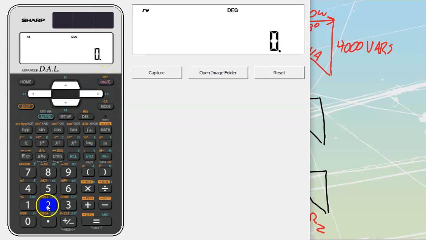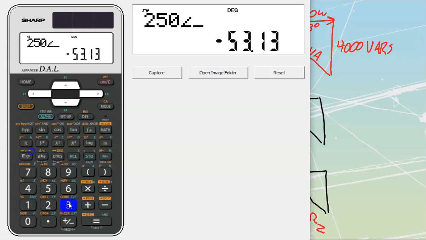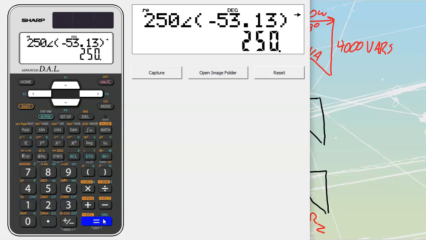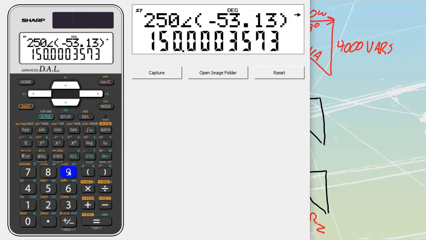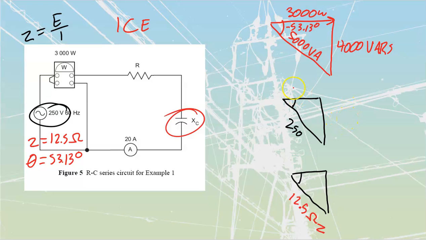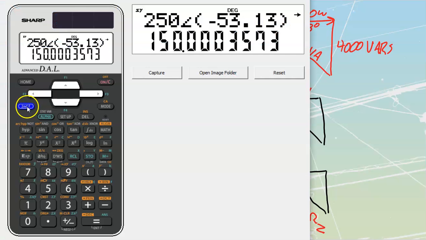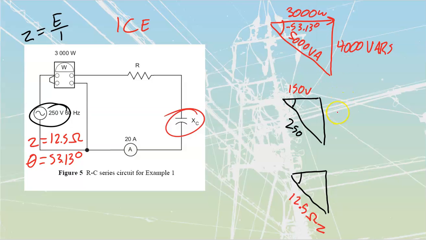Let's start with our volts there. 250 angle negative 53.13 equals. It automatically stores inside there, and then we just do that conversion to my XY format. That's going to tell me, first of all, my X value. My X value is going to be 150, so that's going to be 150 volts. And then I find my Y value, which is going to be 199.99, which is 200 volts that I would have.